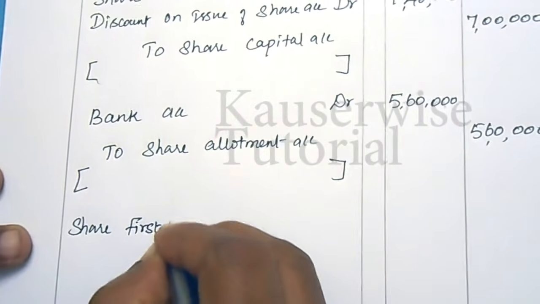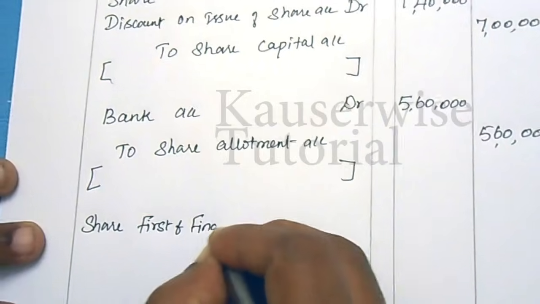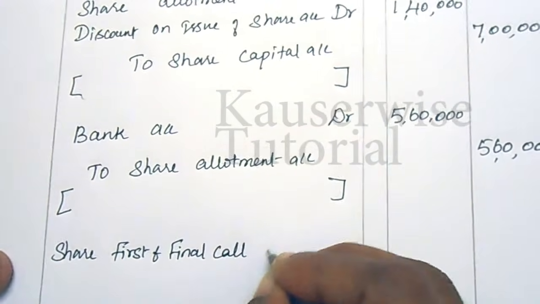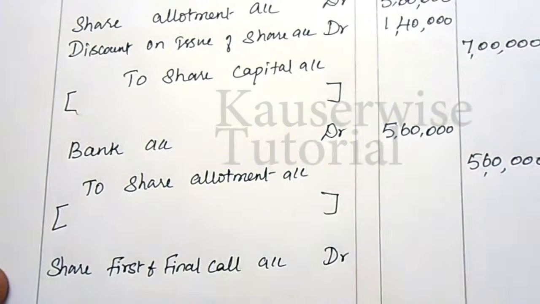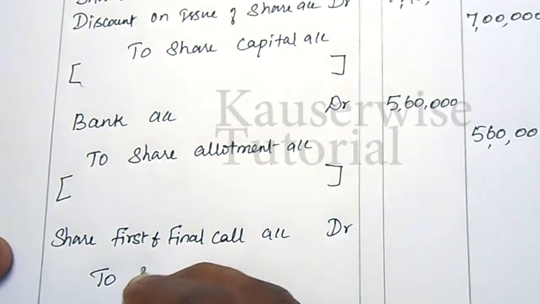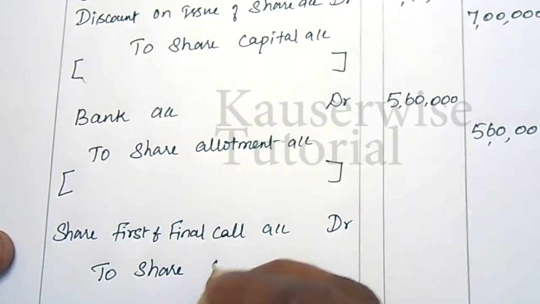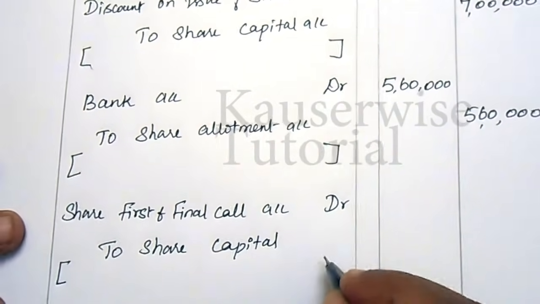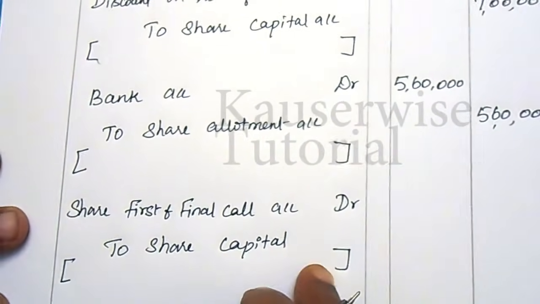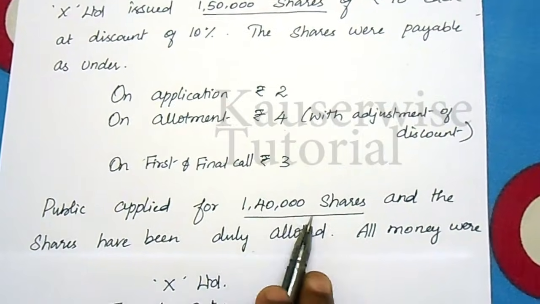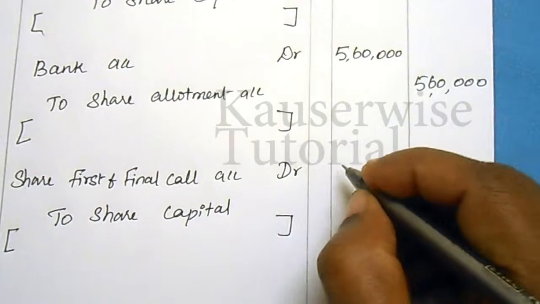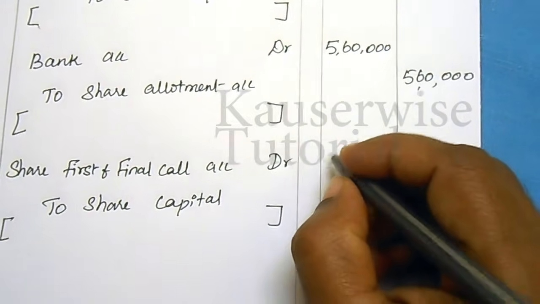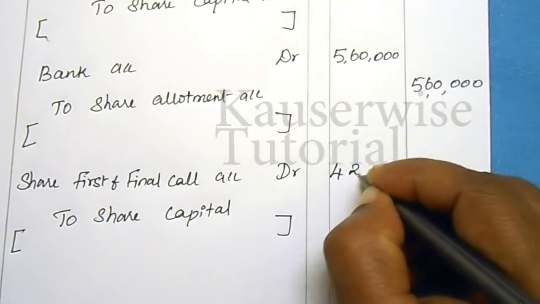first and final call account debit to share capital. Being first and final call money due. How much? 1,40,000 shares into 3 rupees. 1,40,000 into 3 rupees, 4,20,000.